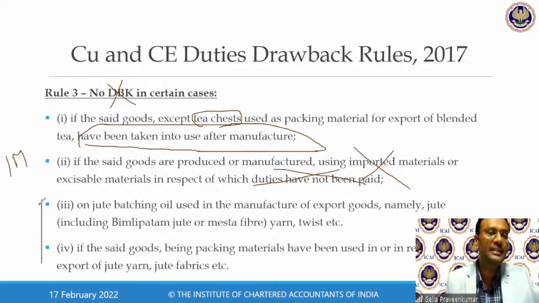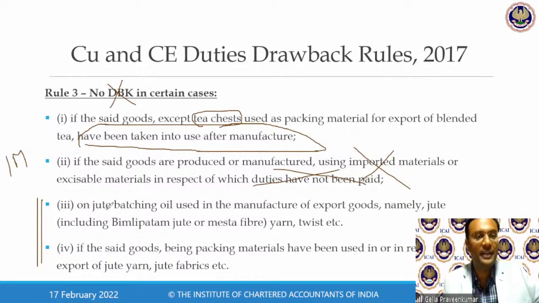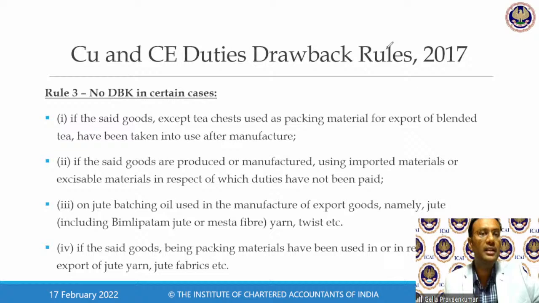And these two points, it is a policy matter. I don't have a reason why it has been defined. They say that jute batching oil used in the manufacture of export goods, that is jute yarn or twist, similarly, if the same goods are a packing material which is used in relation to export of jute fabric. Now, in these cases, they say that I cannot give a duty drawback.